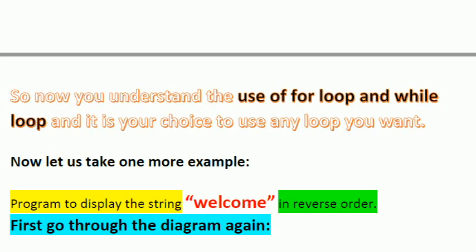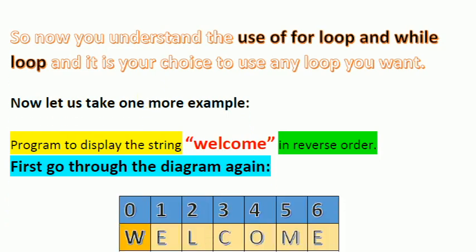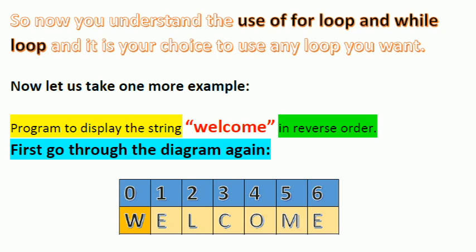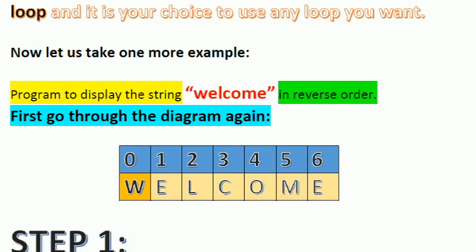So now you know how to use for loop and while loop, and how to use them with the string also. So let us discuss another program, and in this program we're going to discuss how to display the same string in a reverse order. I've already shown you practically how to change that while loop to display the string in a reverse order, but we will discuss this again, stepwise.